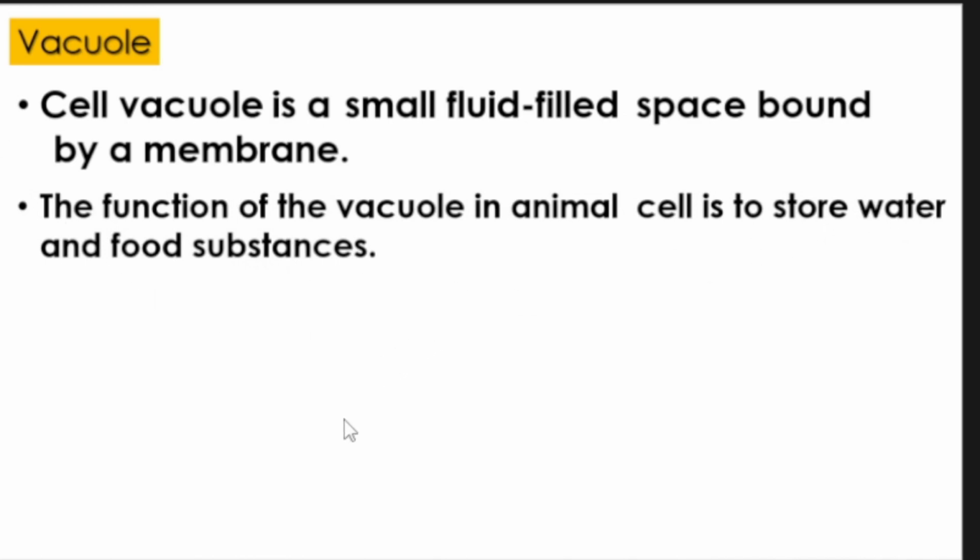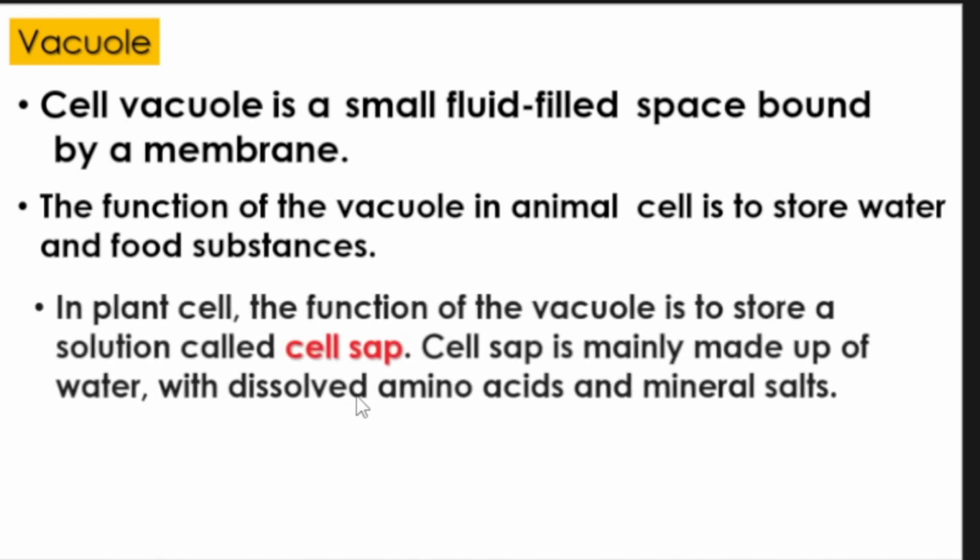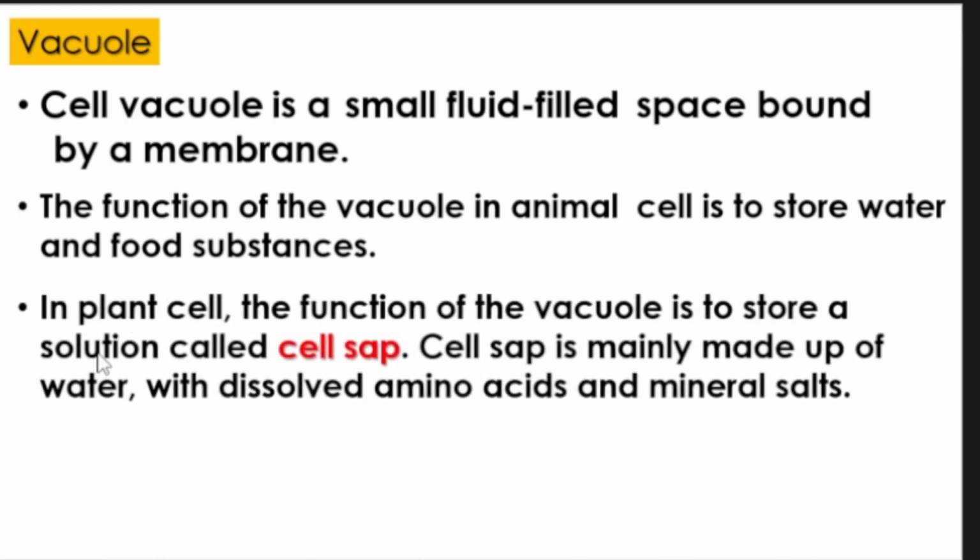And in a plant cell, the function of the vacuole is to store a solution called cell sap. Cell sap is mainly made up of water with dissolved amino acids and some mineral salts. That's basically what the vacuole does.